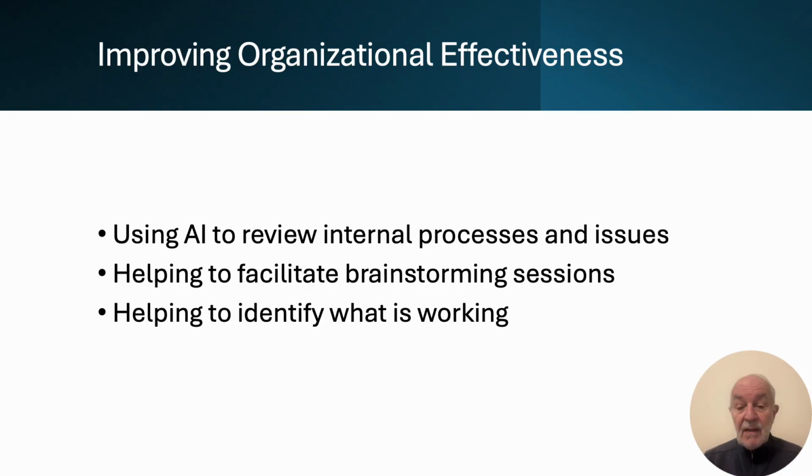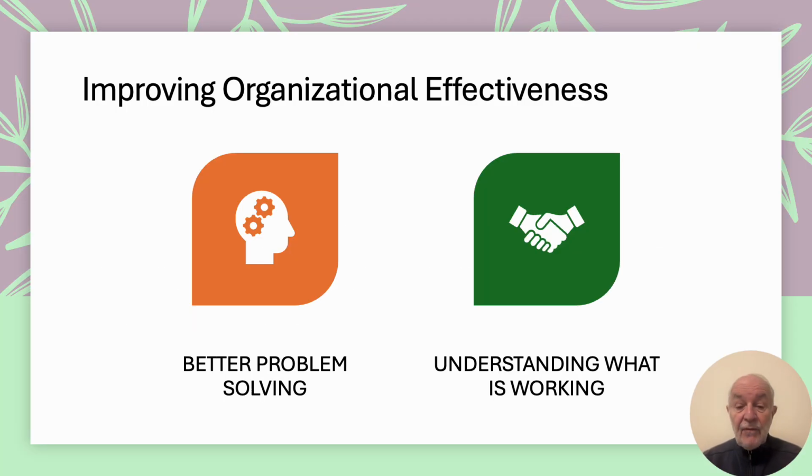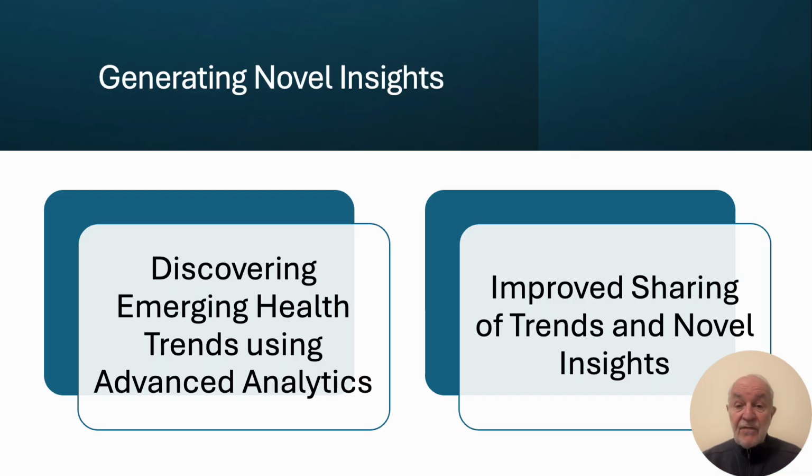Organizational effectiveness, finally, can be utilized to review internal processes and issues, to facilitate brainstorming sessions, and really simply to identify what is working. It's a way of evaluating what is working within a public health agency, and artificial intelligence might help. So in summary, improving organizational effectiveness falls along these general lines of better problem solving and understanding what is working.